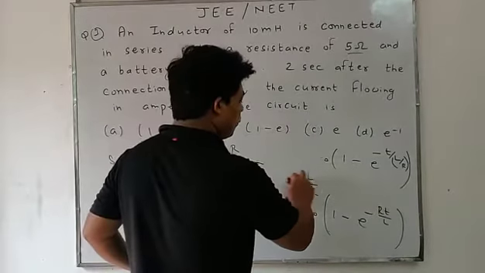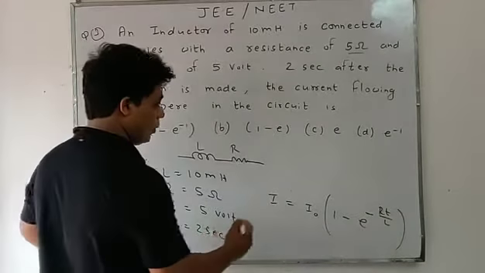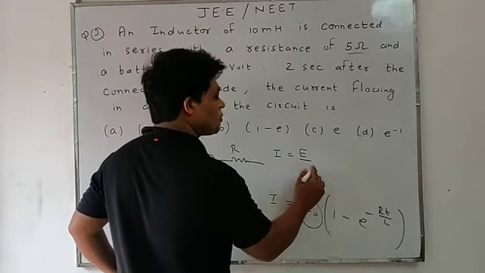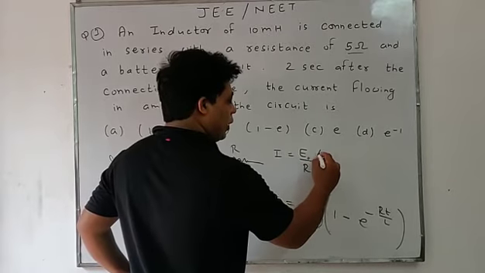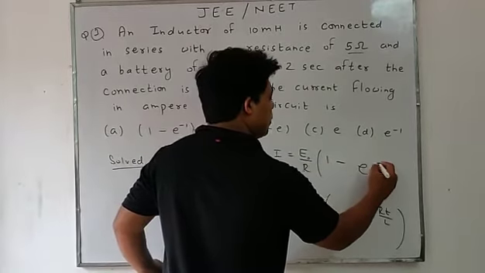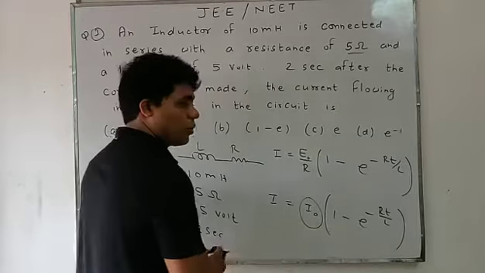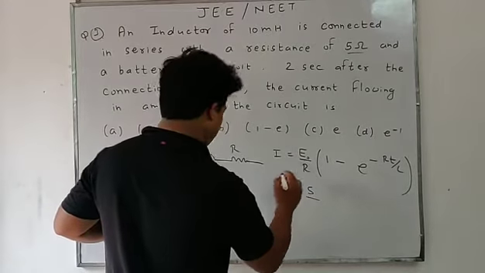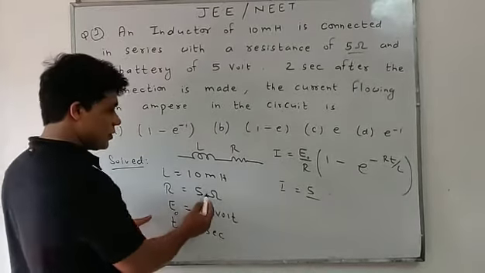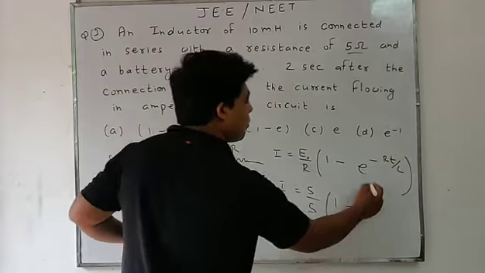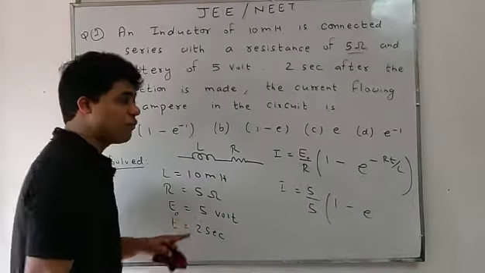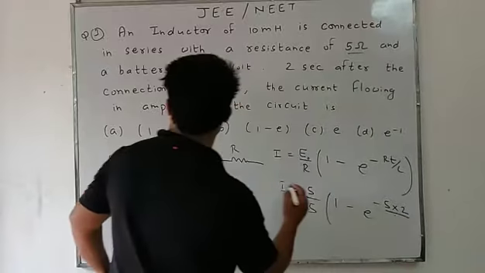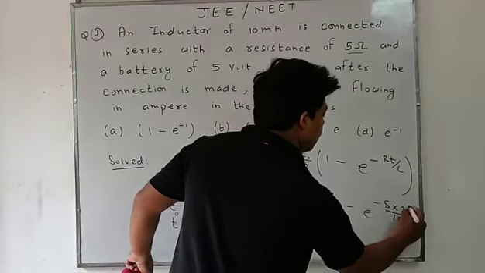now I'm going to put the values. I as it is, and I naught is E by R, voltage by resistance, and 1 minus e to the power minus R t by L. Now finally we'll put the values. EMF is given as 5, resistance is given as 5 ohm, time is given as 2 seconds, and inductor L is given as 10 millihenry.